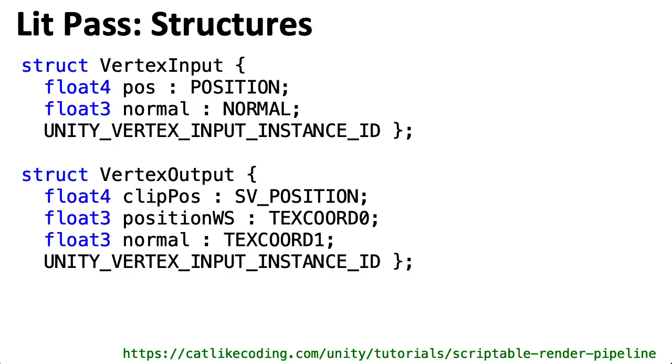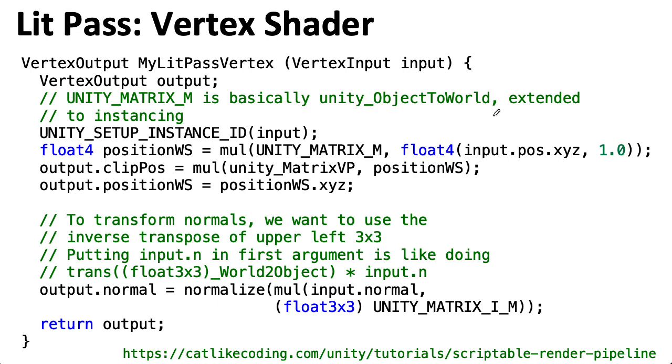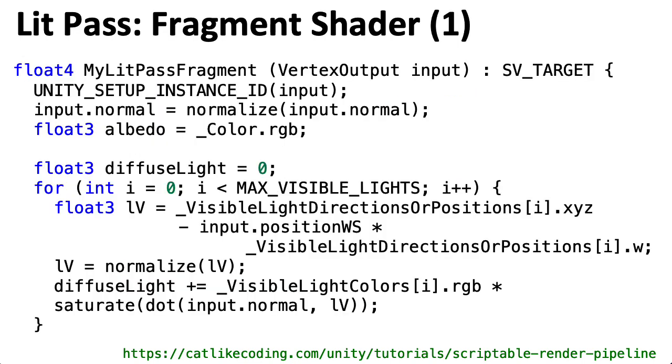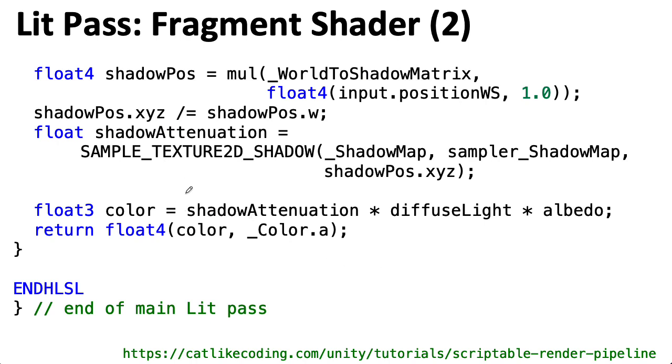Various structures for passing information from the CPU to the vertex shaders and from the vertex shaders to the fragment shaders is the same as before. And the vertex shader is the same as what we had before. Now, the basic structure of the fragment shader is the same as what we had before. Actually, all of this code is identical. The only real difference we have is that we'll take our final color, which was originally diffuse light times albedo, and multiply it by this thing called shadow attenuation that we compute here.